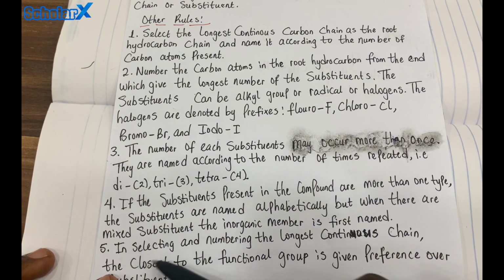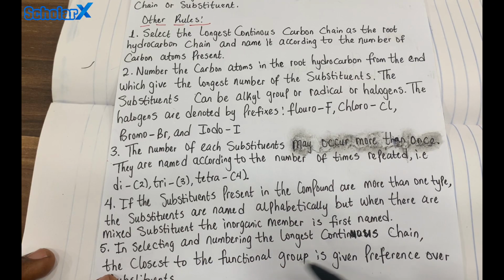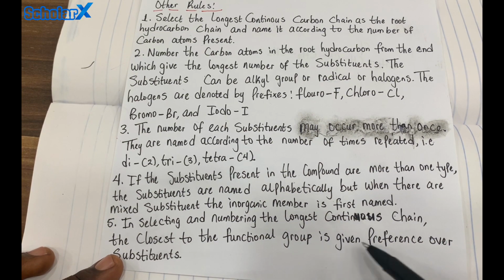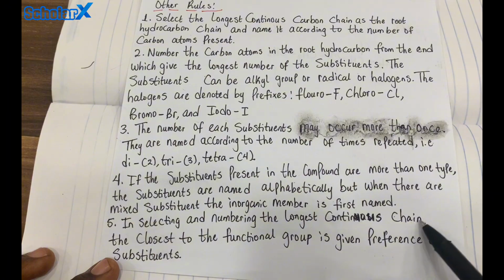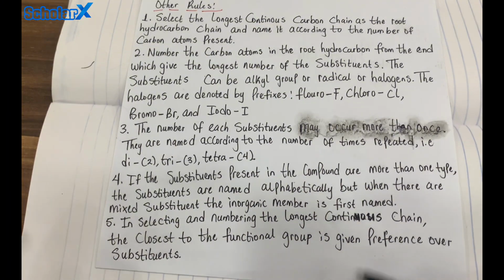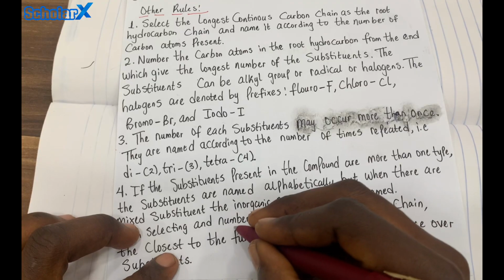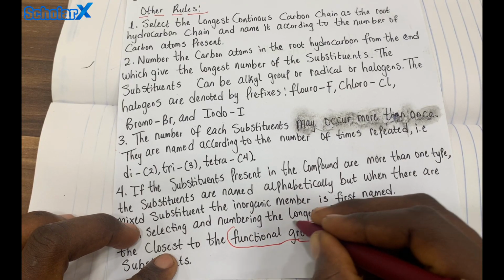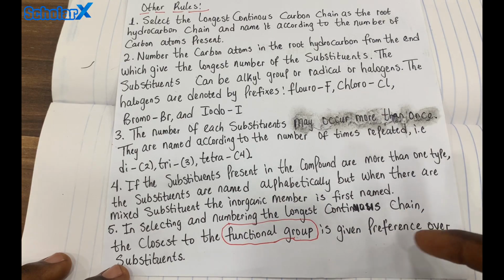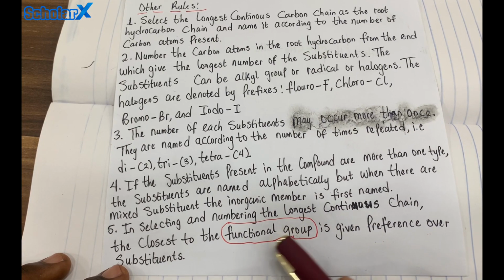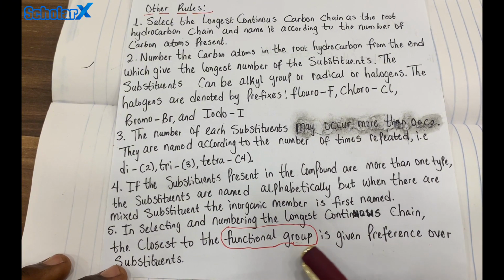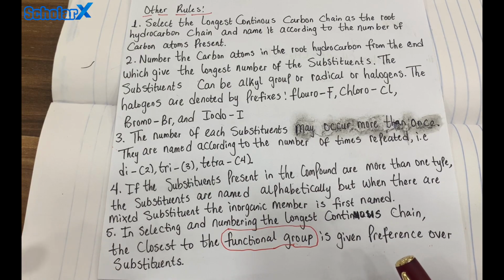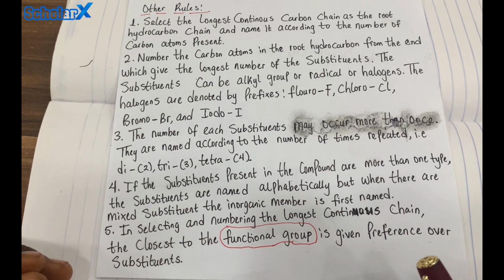Now, the fifth one says in selecting and numbering the longest continuous chain, the closest to the functional group is given preference over substituents. So when you have a functional group in an organic compound, you give preference to it over substituents when you want to number and take the longest continuous chain. Now, let's see how we can apply all these rules to naming organic compounds.